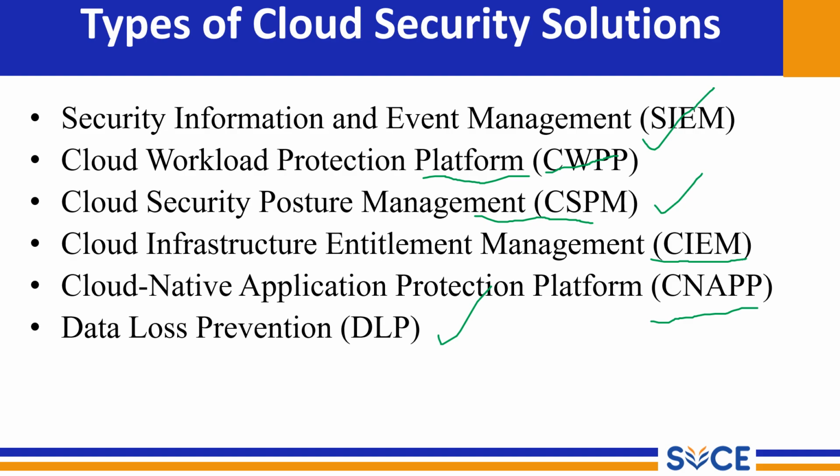The next one is cloud infrastructure entitlement management, that is CIEM. This solution manages identities across cloud services. CIEM focuses on granting permissions and access rights. These tools help to detect and resolve issues related to access permissions and privilege creep. By implementing CIEM, organizations can maintain control over who has access to what resources, ensuring identity governance and compliance.